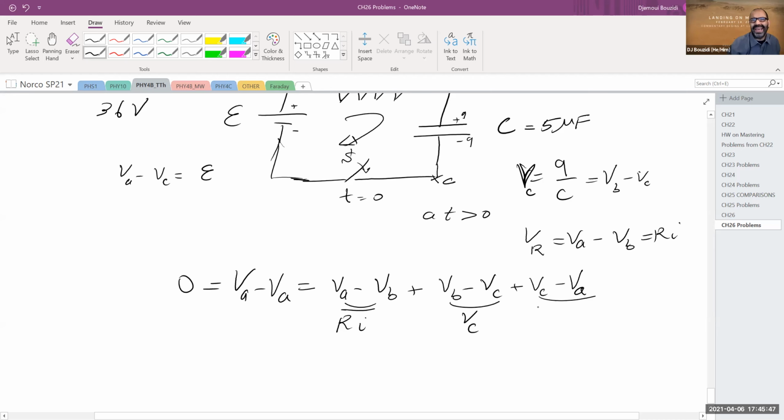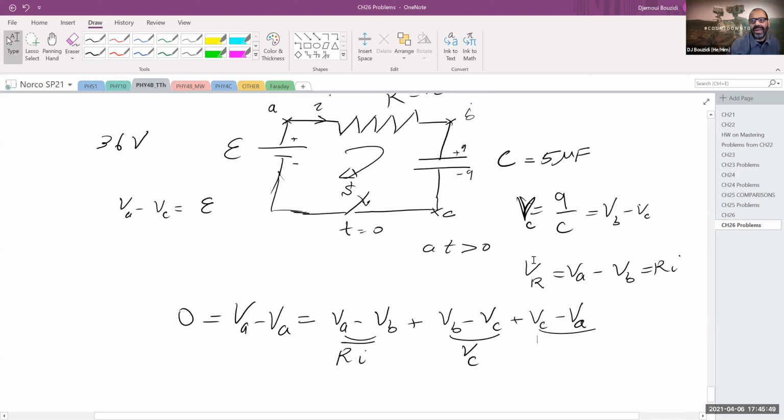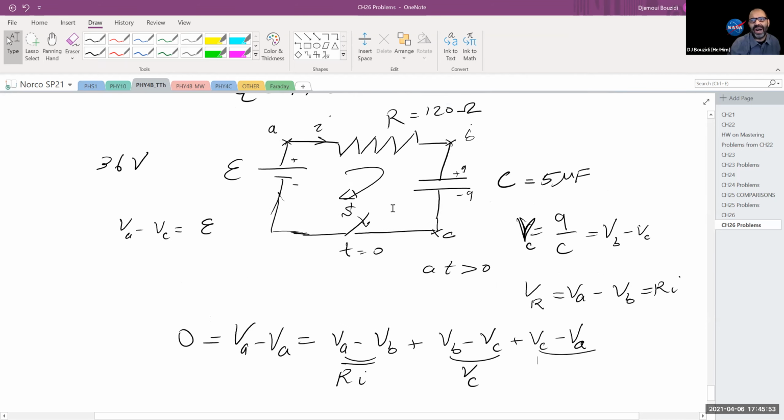This is the negative of this value because I'm looking at VC minus VA, not VA minus VC. So this is actually a rise because I'm going from C to A. I'm rising by epsilon. This equation is keeping tab of the drop. So the rise in this case is a negative drop. That's all. Okay. So this whole thing must be equal to 0.